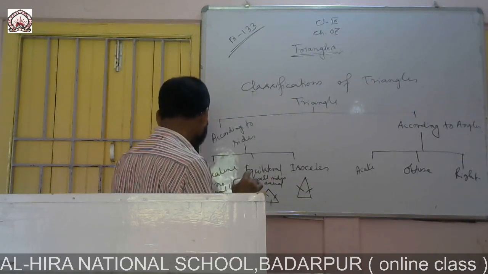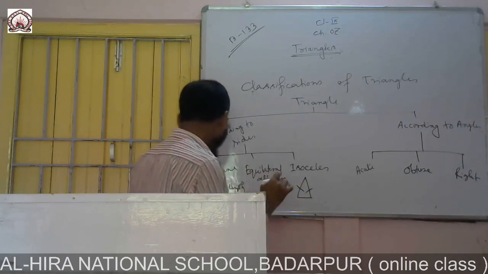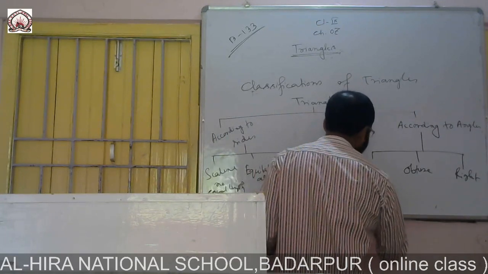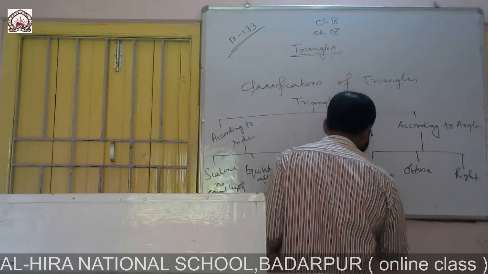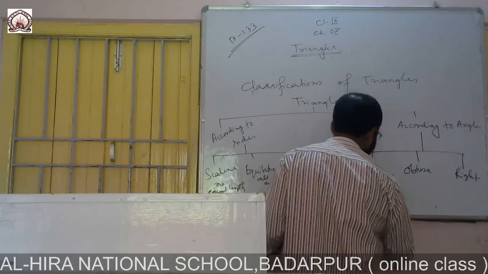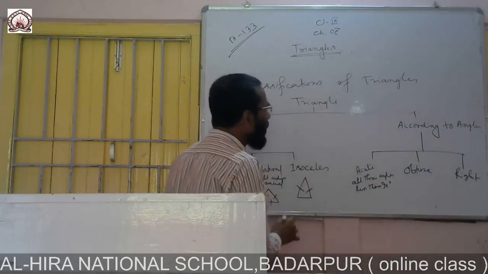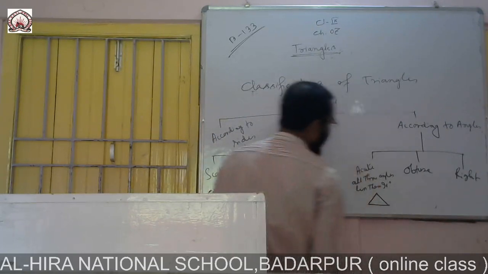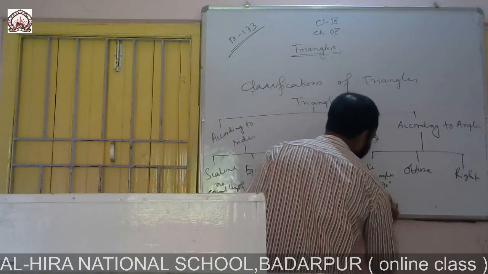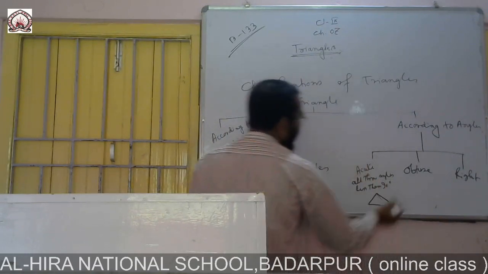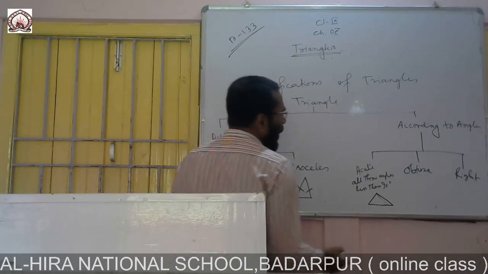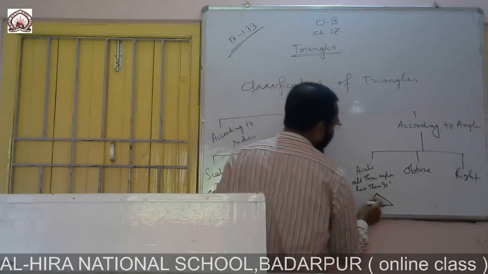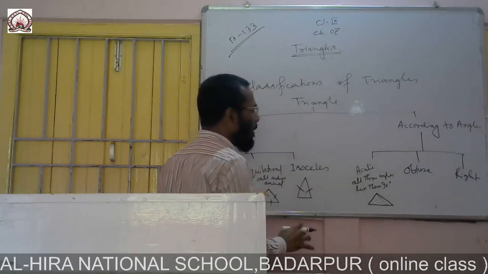And an acute triangle means all three angles are less than 90. A triangle has three angles, and in an acute triangle all three angles are less than 90.